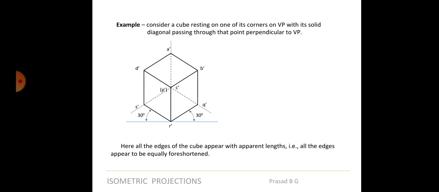Okay, so here is an important thing. Here all the edges of the cube will appear with apparent lengths. That means all the edges are equally foreshortened. So what is the meaning of this?